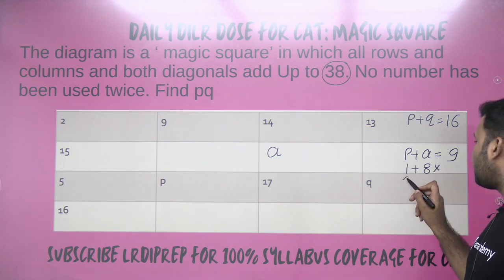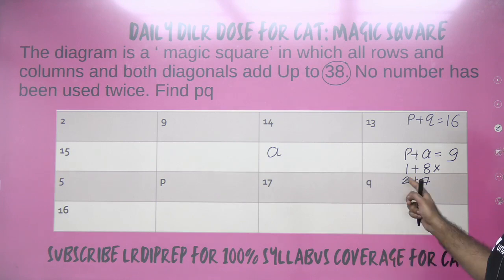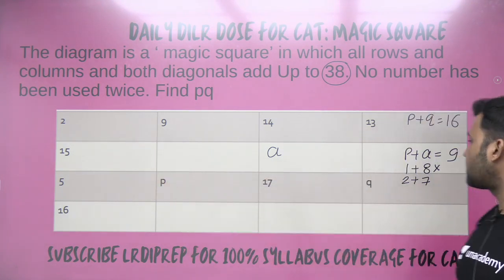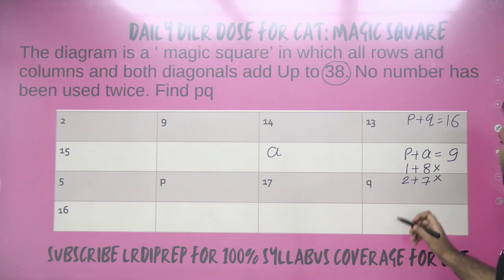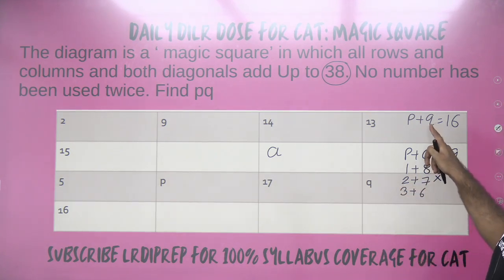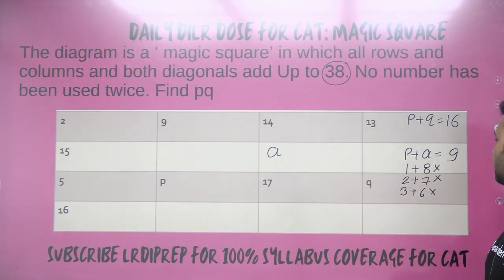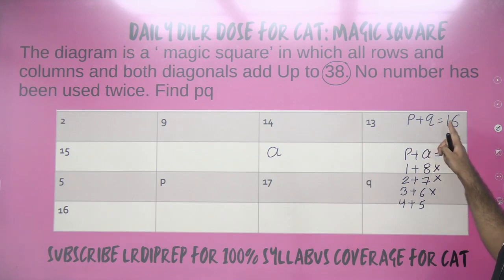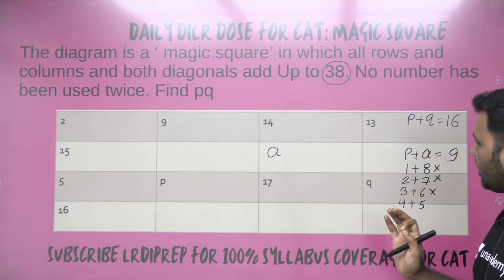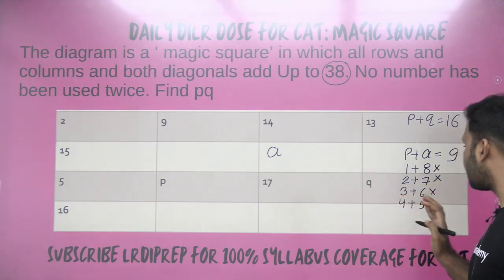The next possible combination is to take 2 plus 7. Will it work? P cannot be 2 because 2 has already been used. So straight away you can eliminate this option also. What if I use 3 plus 6? If I take P as 3, in that case Q will be 13. And 13 has already been used, so this is also eliminated. If I take P as 4, in that case A has to be 5. Now if I take P as 4, Q will be 12. 4 has not been used yet and Q as 12 has also not been used yet. So there's a possible combination.